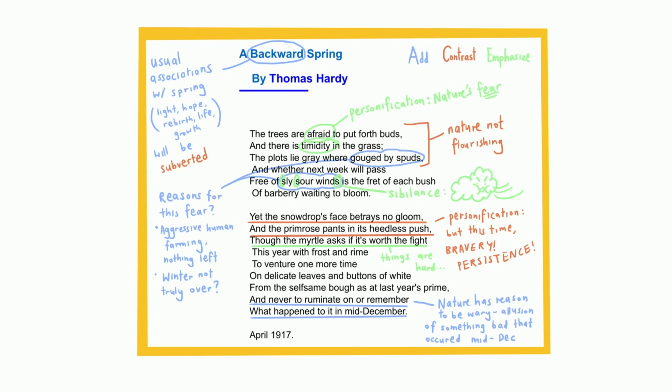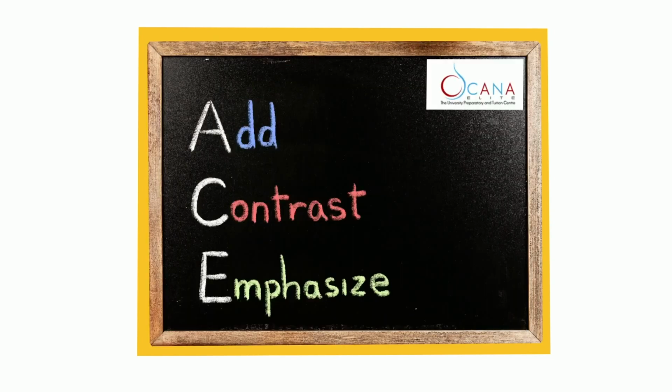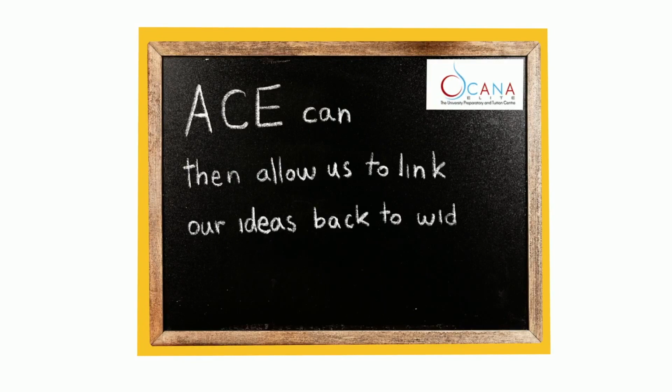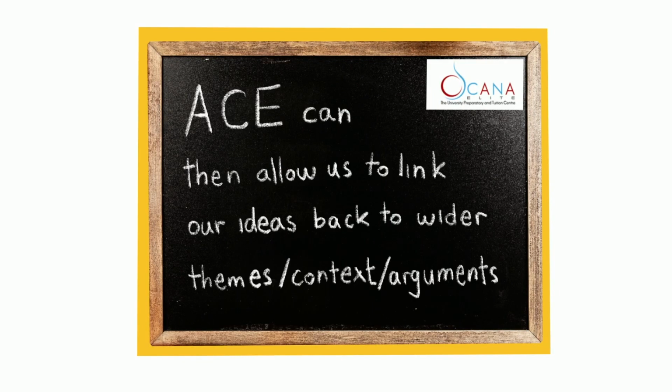Except, the poem was written in 1917 during World War I. So maybe we also have a potential war reading. You can decide for yourself. Maybe go through the poem again, see if there are any possible allusions to war that you can identify. But hopefully, ACE will make the whole process of analysis a little bit easier. And it can then allow us to link our ideas back to wider themes, context, and arguments.